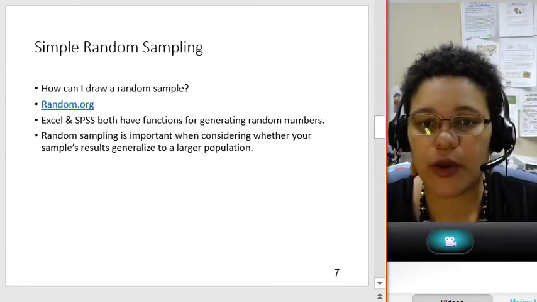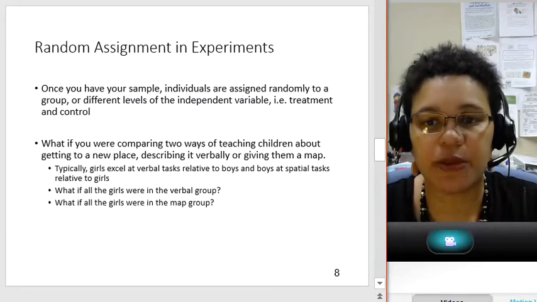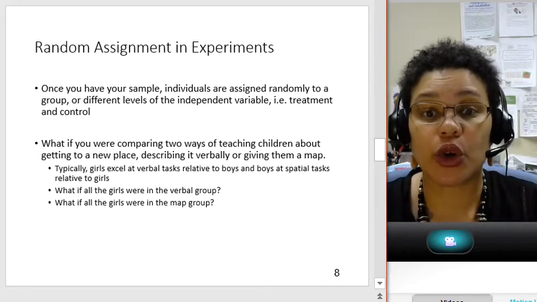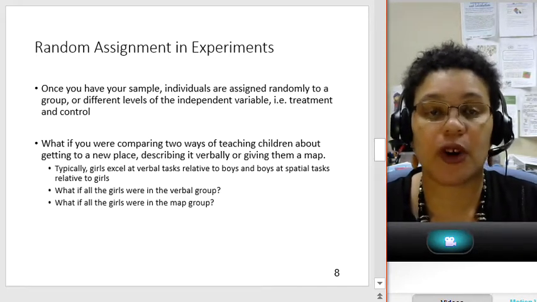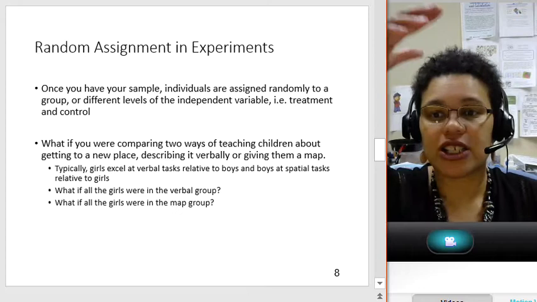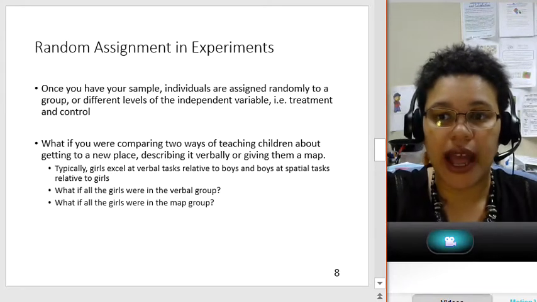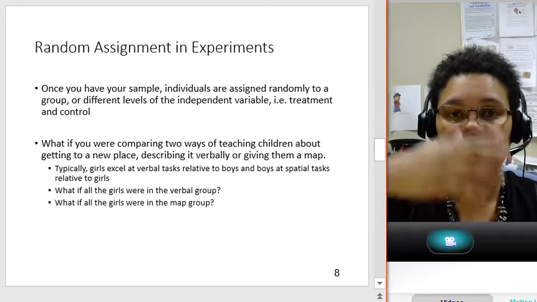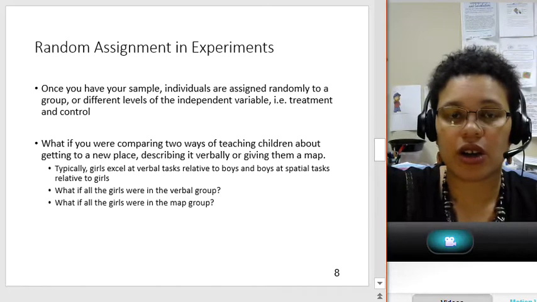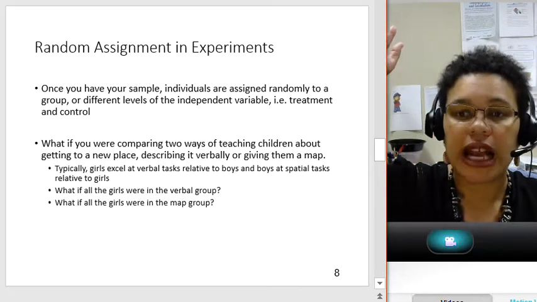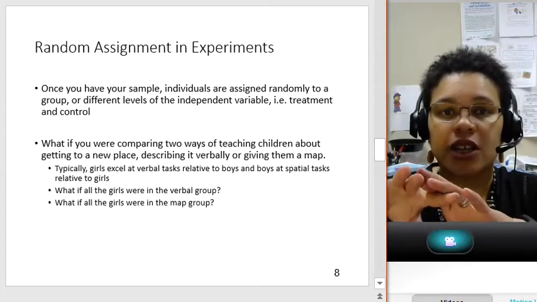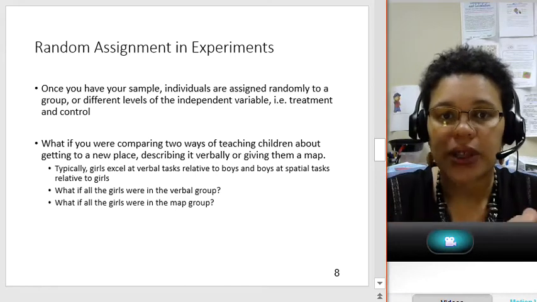Okay. Now, when you're thinking about experiments, once you have your sample, individuals are assigned randomly to a group or different levels of the independent variable. For example, they're assigned to the treatment group or the control group. So you have selected your group of people that you want to study in your sample, regardless of whether it was probability sampling or non-probability sampling. You've got your people that you want to study, and then you divide them into groups, and you're basically going to assign them to a place in a random way.